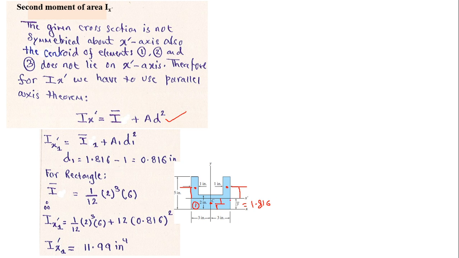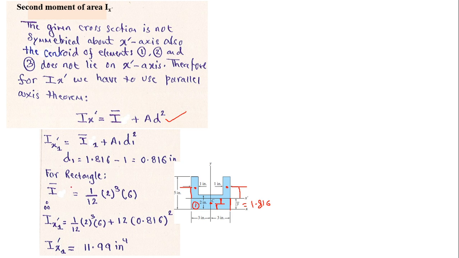So you have to subtract this 1 inch from 1.816 to get this distance, which is the perpendicular distance between the x bar x prime axis and the centroid of this rectangle, which is named 1. So that is 1.816 minus 1, which is 0.816 inch.